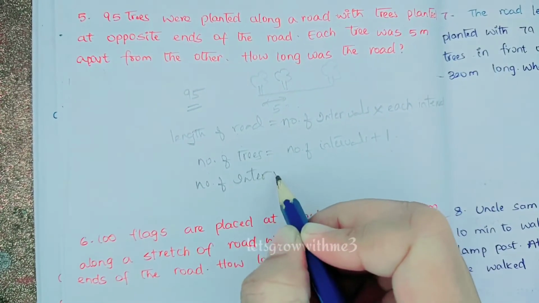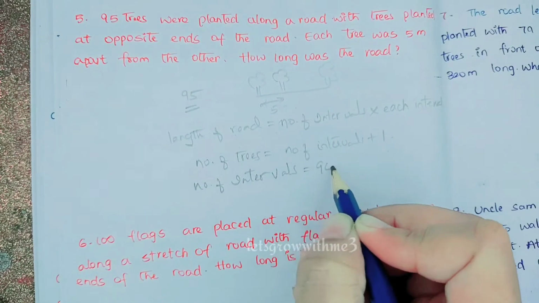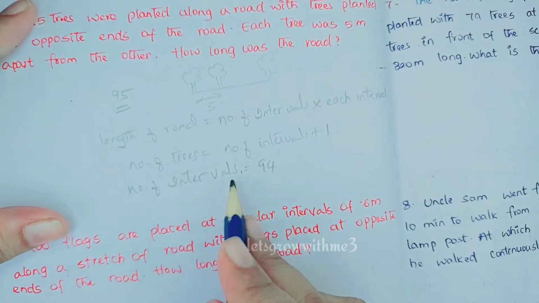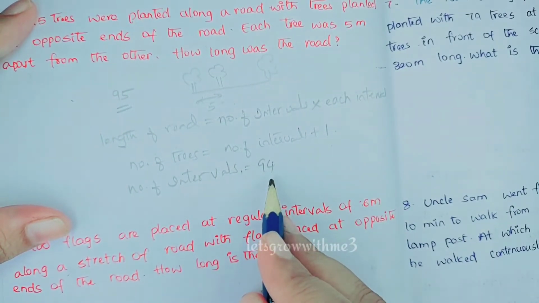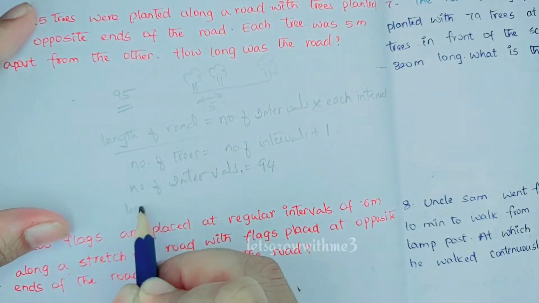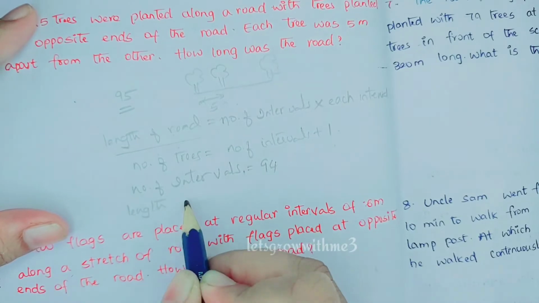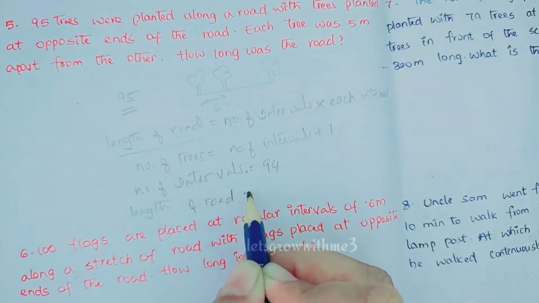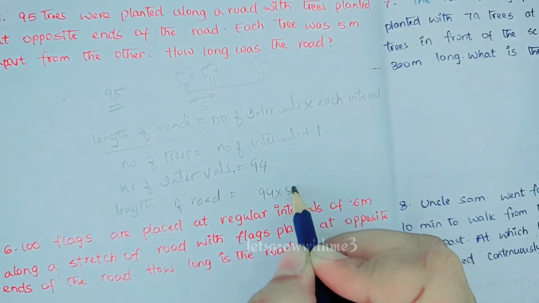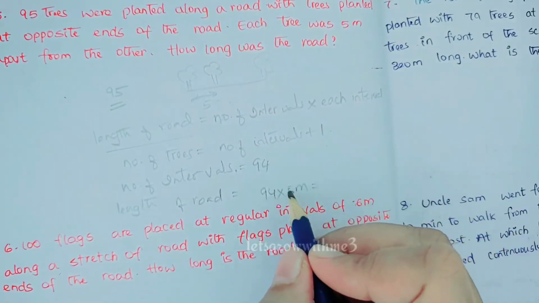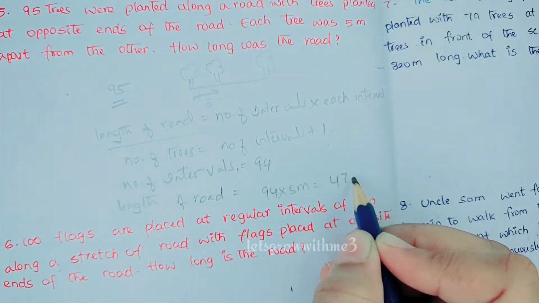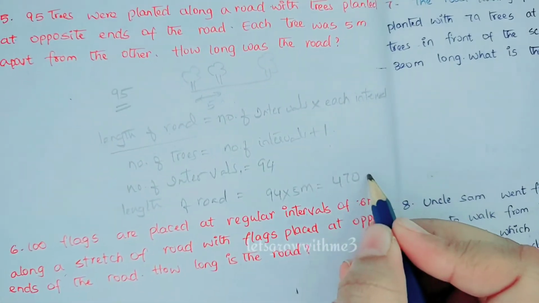So the number of intervals is equal to 95 minus 1, which is 94. Now we have the number of intervals and each interval length, so from this we can find out the length of the road. The length of the road is equal to 94 times 5, which is equal to how much? 9 5s are 45, and then 20, so 470 meters. So if you want, you can do it using your normal maths.